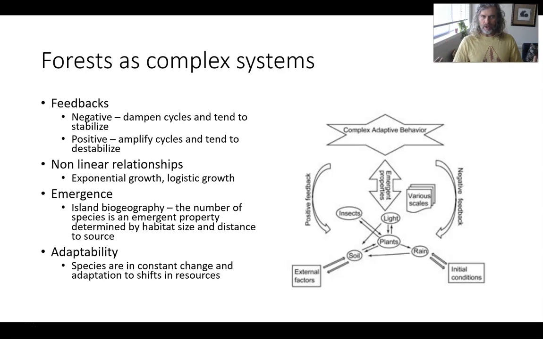I like to point out island biogeography here because it's an emergent property that is driven by distances and the size of the habitat. And lastly, these forests are not static ecosystems. They are not static in space, they are not static in time, and they are not static in evolutionary time, which is much longer than we are typically accustomed to thinking about them in the course of a career or a lifetime. Okay, let's look at changes that we can measure a bit more easily.